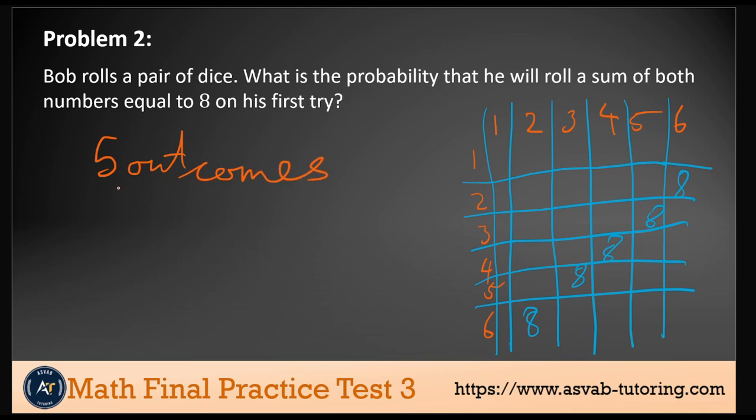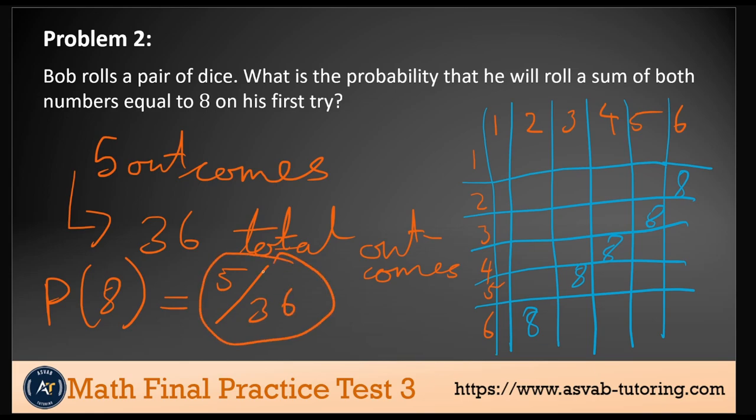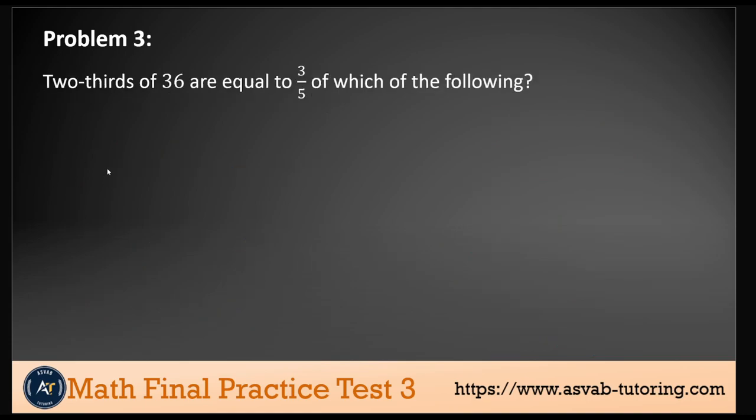Five outcomes. Then the total number of possible outcomes is 36. Five outcomes out of 36 total outcomes. So the probability P of 8 is 5 outcomes out of 36 possible outcomes, which is 5 over 36. And we cannot simplify this fraction, so that's our final answer. That is our probability. Okay, moving on to the next question.